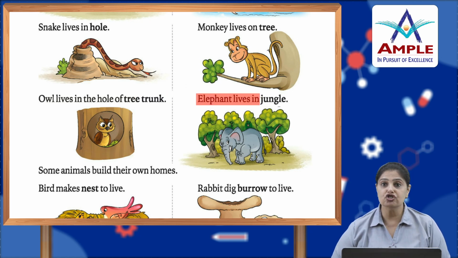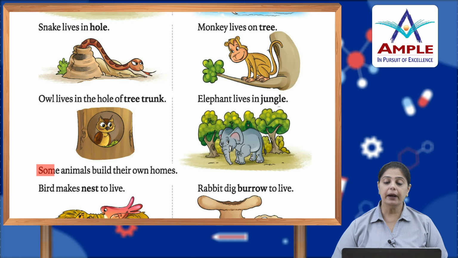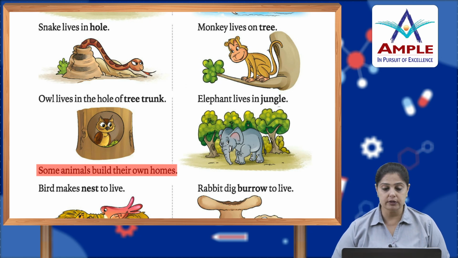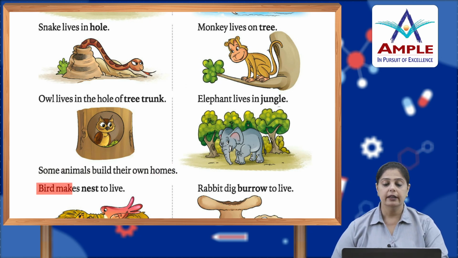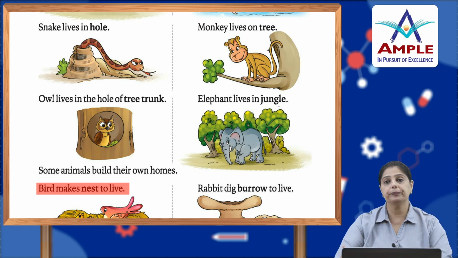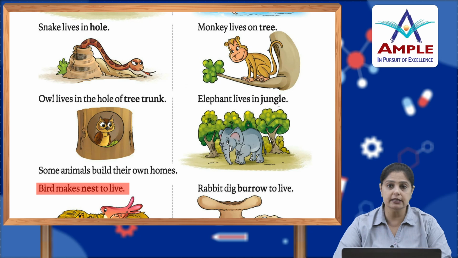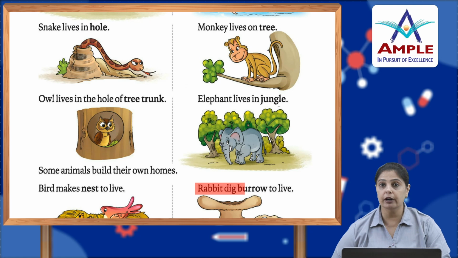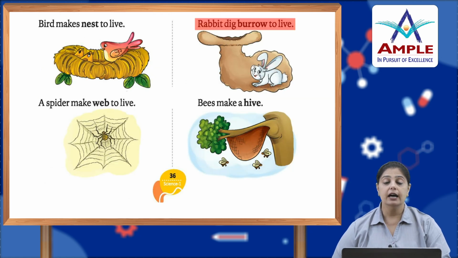Elephant lives in the jungle. Some animals build their own homes, like birds. They make a nest to live. In that nest they lay their eggs and take care of their young ones. They give them food to eat until they start flying. Rabbit digs a burrow to live. A spider makes a web to live.